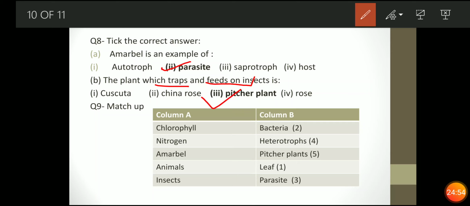नाउ नेक्स्ट क्वेश्चन इज मैचअप. नाउ क्लोरोफिल इज योर लीफ, nitrogen is a bacteria which is present in the roots of the leguminous plant. Amarbel is your parasite, that is your cuscuta. Animals are your heterotrophic nutrition or heterotrophs. Insects is your pitcher plant.